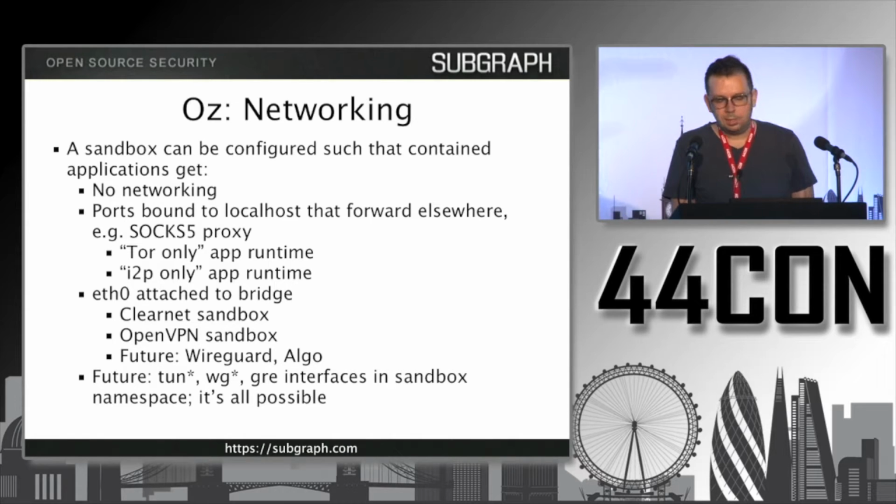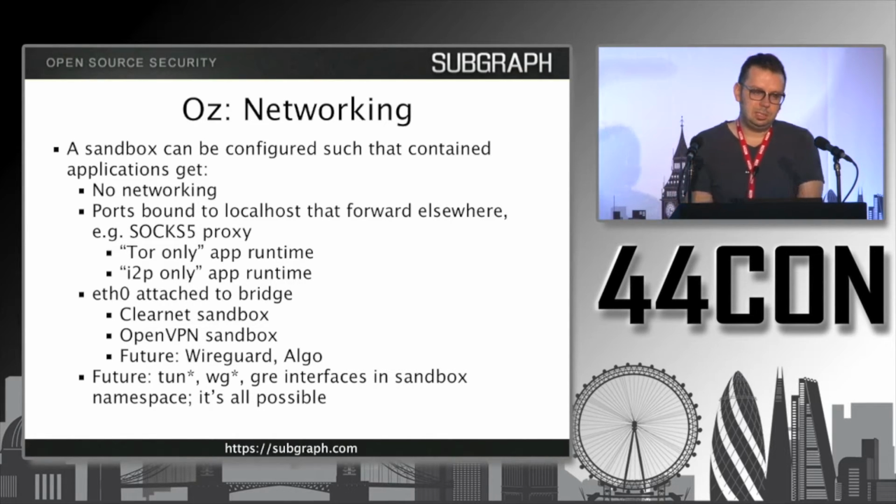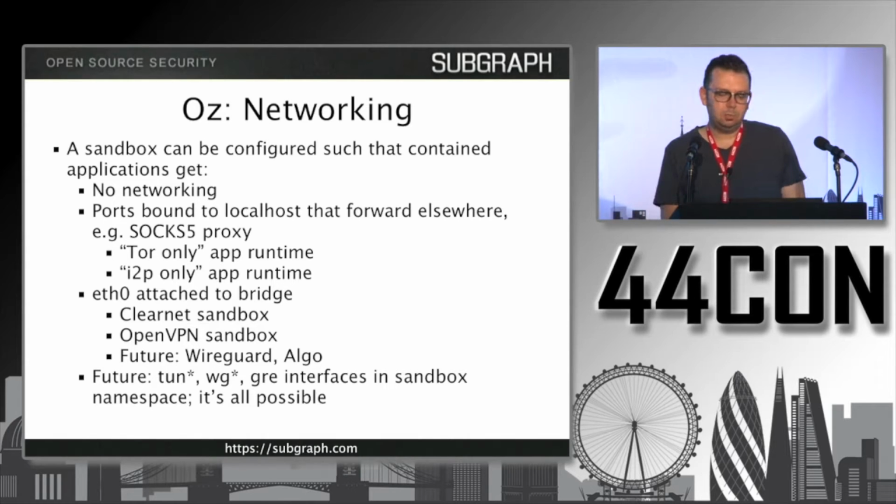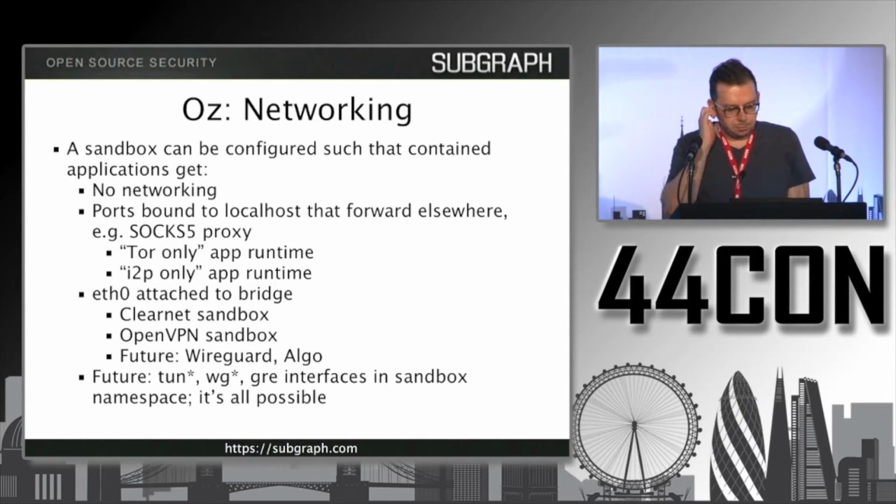But we can do that with I2P. We can do that with an SSH SOCKS 5 port, although DNS, you have to figure out DNS inside a sandbox in that case. But yeah, so we can do these sorts of things. We can create a virtual eth0 inside the sandbox and attach it to a bridge, and that's how we implement our ClearNet sandbox. And we can do the same thing with OpenVPN and WireGuard.